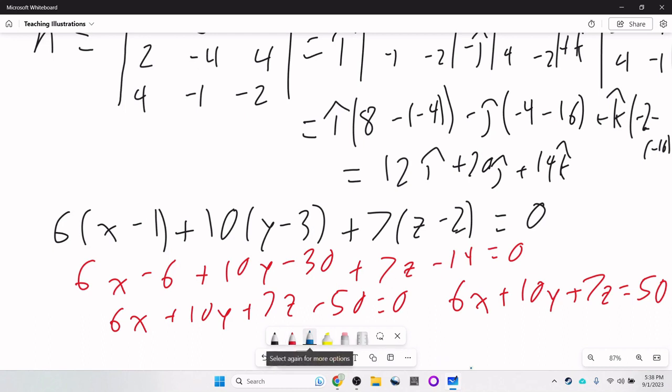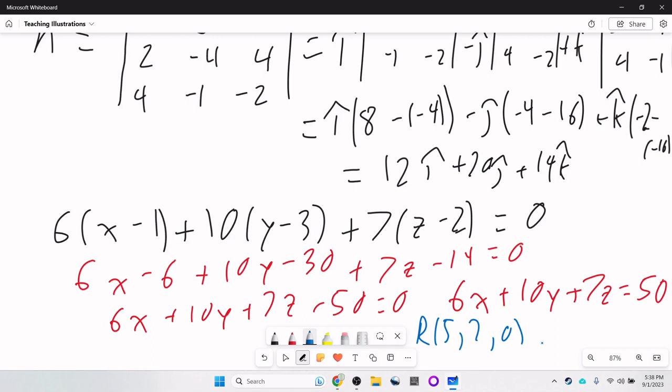And if you want to check this, you could plug in all 3 points. For instance, R was (5, 2, 0). If you plug that in, 6 times 5 is 30, 10 times 2 is 20, 7 times 0 is 0, 30 plus 20 plus 0 is 50. And if you checked P and Q also, and all 3 of them worked, you would be guaranteed that's the right equation. Because as we said, there's only one plane that all 3 points are part of. So if you test all 3 points and they all work, you will know you had the right answer.